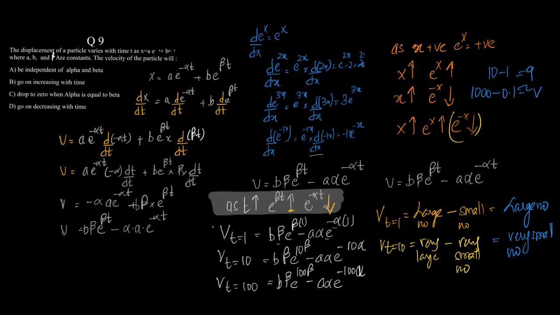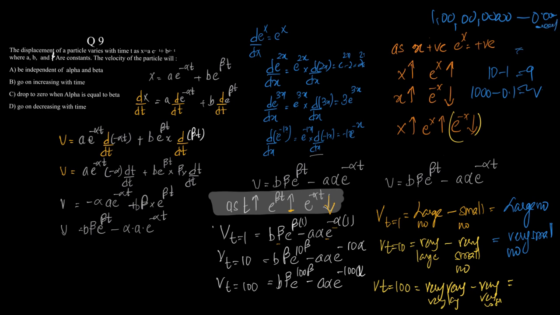Let us go one step further. When t is equal to 100 we get e raised to 100 times beta, which means exponential power to the 100. This will be, say for example, a very large number minus a very small number, which, say for example, would be minus 0.0000000001, which is again a very large number. So this here will be equal to a very large number.